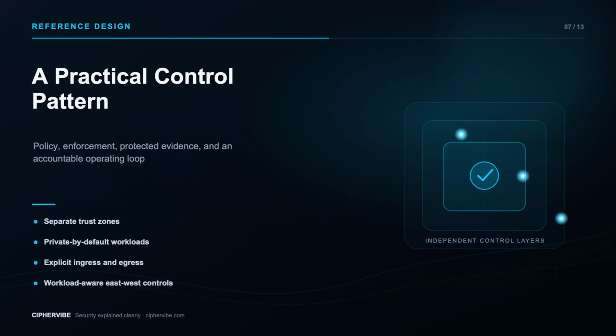Begin with an explicit policy that describes the permitted outcome. Enforce that policy at the closest reliable control point. Route decision and activity evidence to protected storage. Then give an accountable team a tested path to review exceptions, correct drift, and respond to violations. A layered design separates public entry, applications, data, administration, and shared services, then uses explicit policy at each hop rather than trusting address range or cloud location by itself.